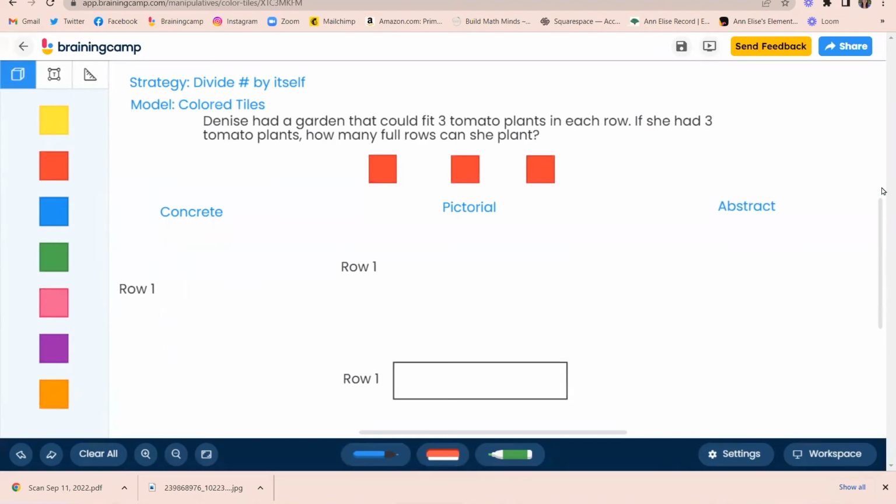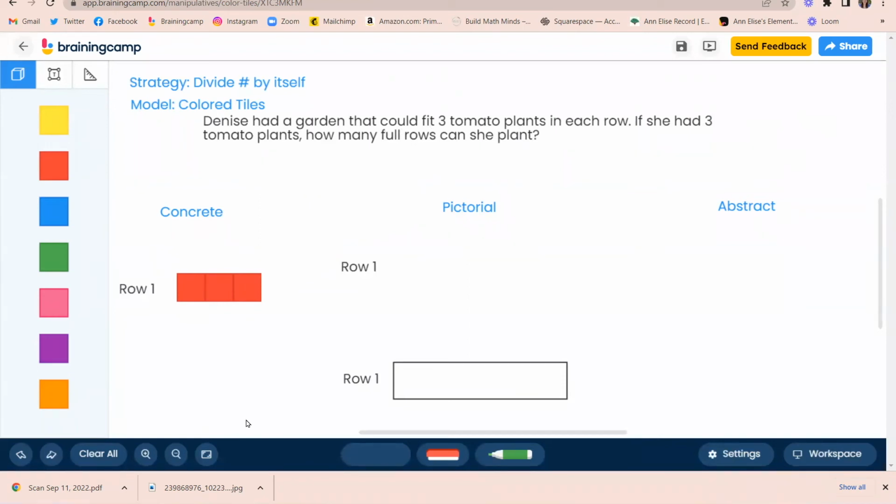Well, I can grab the 3. So I'm taking these 3 and I'm dividing it by 3. Now, because the context is 3 of them go in a row, I might take those 3 and literally think about making 1 group. I'm not thinking about fair sharing this time because that's not the context. I take 3 and I make a row. And so then I know I only end up having 1 row.